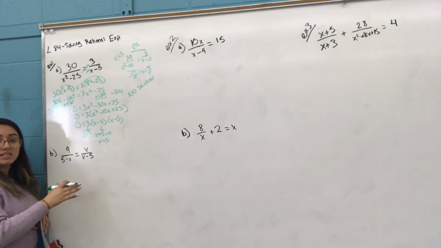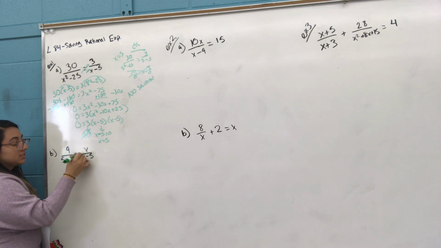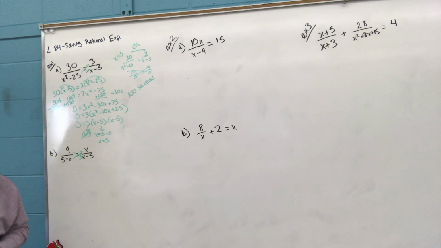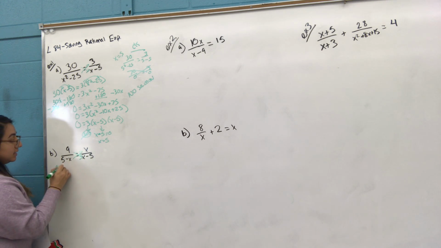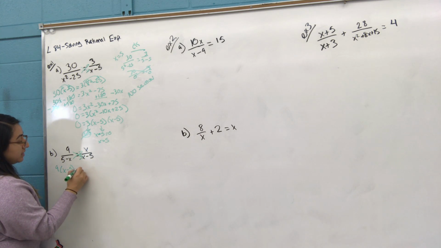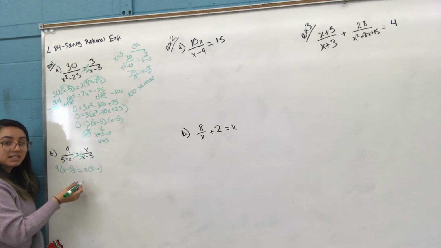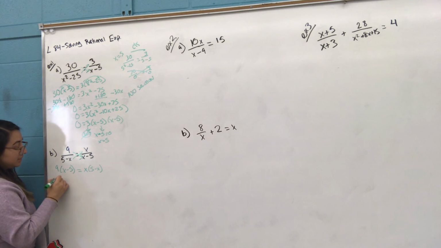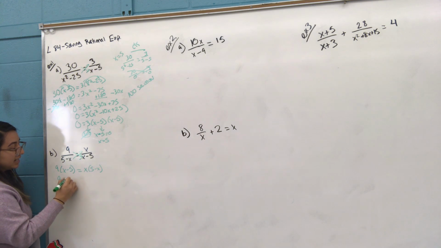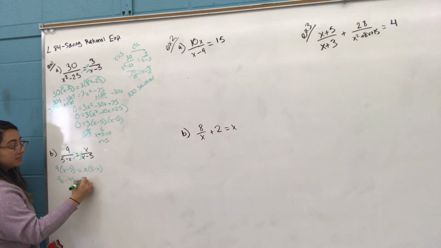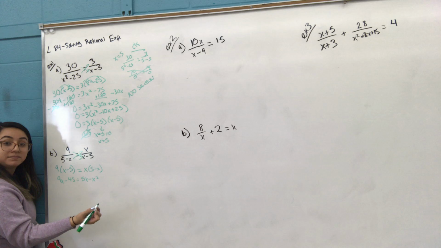Here, part B, we have the same thing. Two fractions, set equal to each other. You cross multiply to solve for it. So to cross multiply, I get 9 times x minus 5 equal to x times 5 minus x. I always put the x in front of the binomial. Go ahead and distribute: 9x minus 45 is equal to 5x minus x squared.